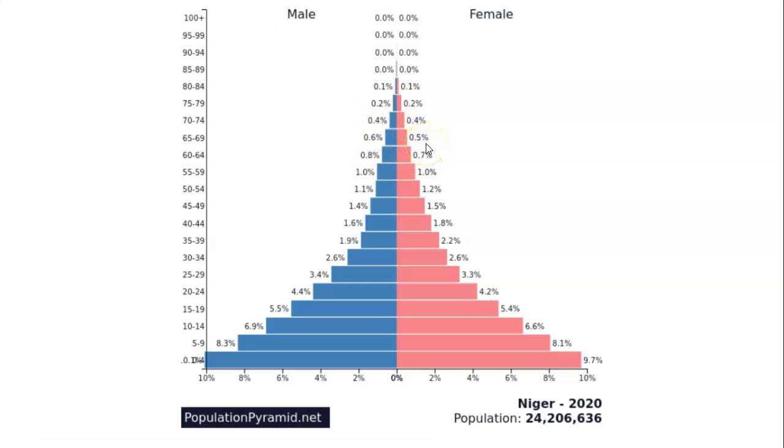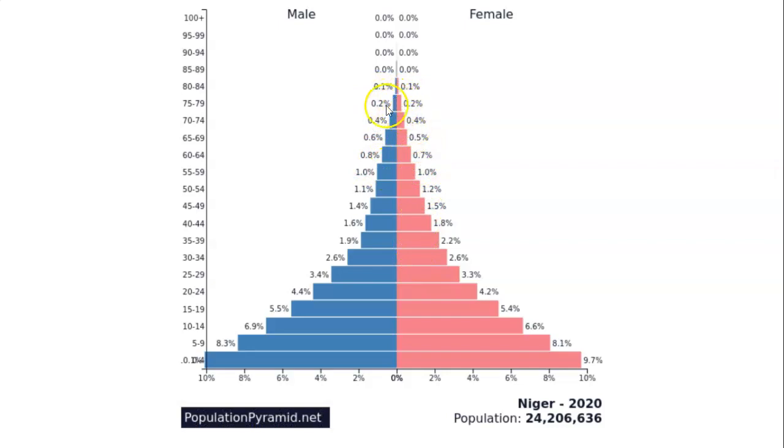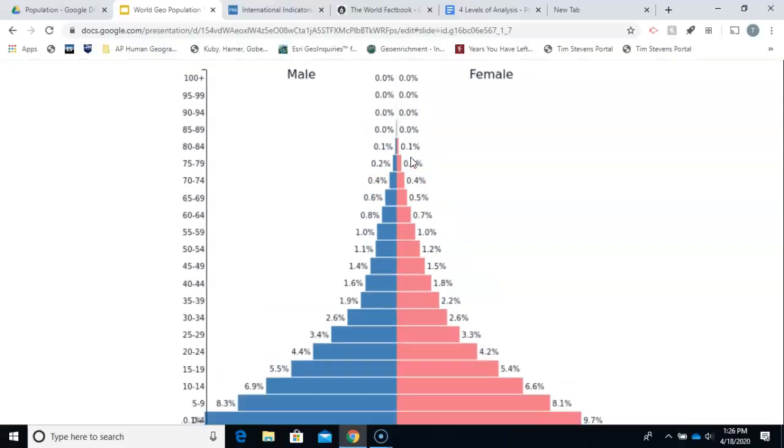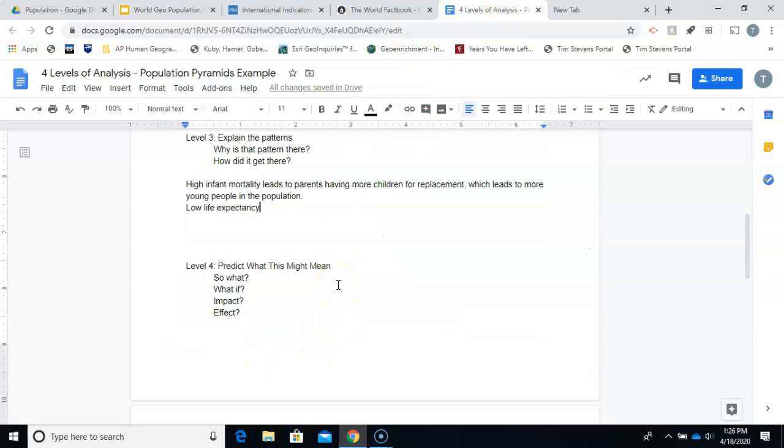So a couple of the big things that stand out: wide base, because there's a lot of children being born. Narrow at the top, people aren't living that long. Life expectancy is relatively low compared to the rest of the world. So that now asks the question, well, why might this be? Why is it that we have such a high infant mortality and such a low life expectancy?